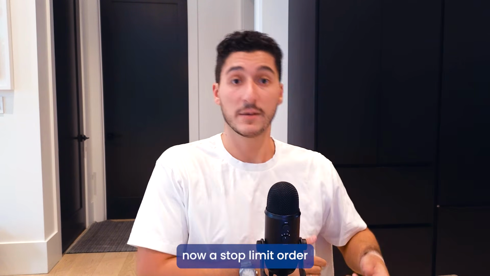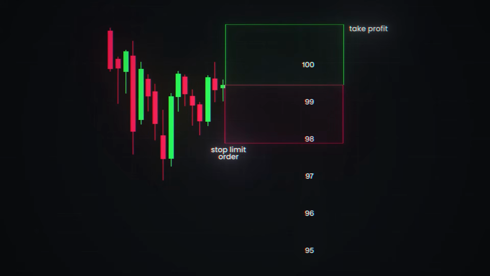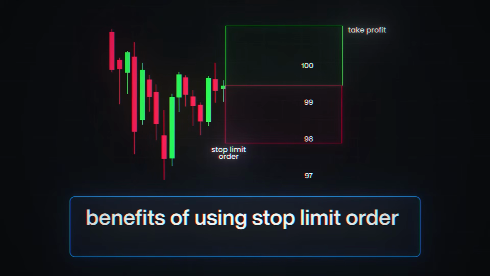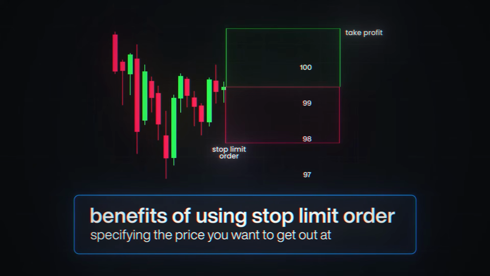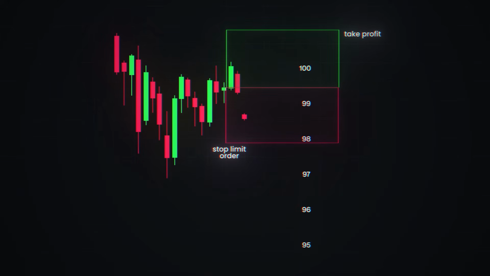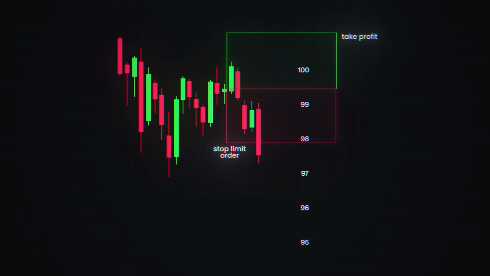Now, a stop limit order, using that same example, you enter at 100, you put your stop limit at 98. Now, the benefit of using a stop limit order is that you are specifying the price that you want to get out at. So you say, I want to get out at 98 or better, but I'm not getting out at anything less than 98.